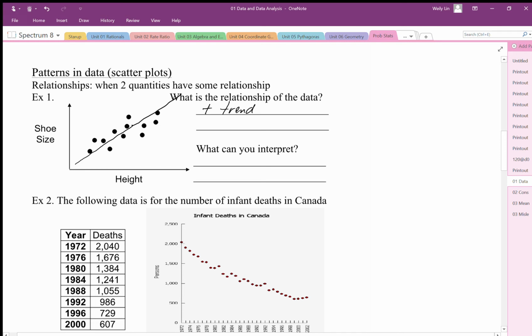So in this positive trend, what can we interpret? Well, we can see that taller people tend to have bigger shoe sizes. So we're just going to write that down. Taller people have larger shoe sizes.